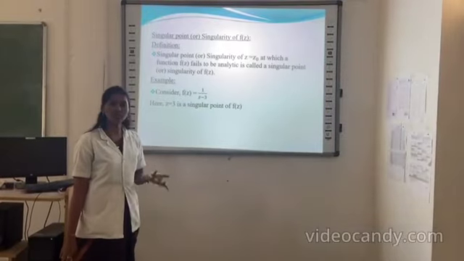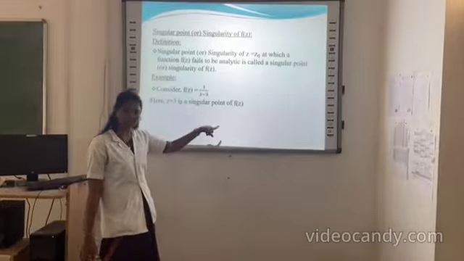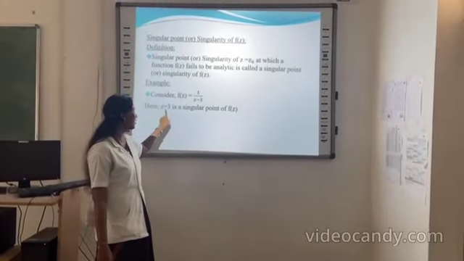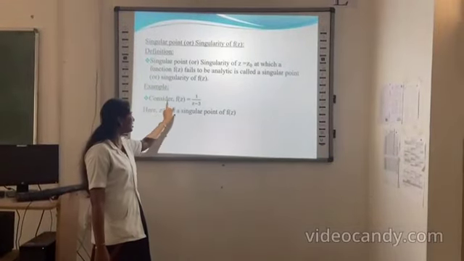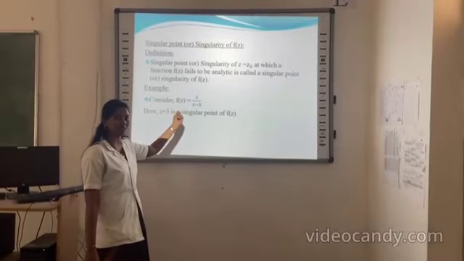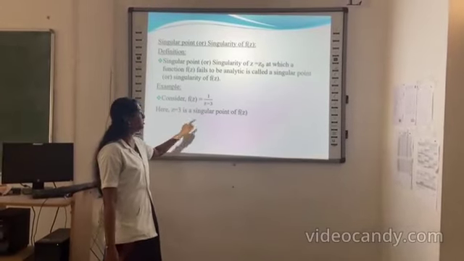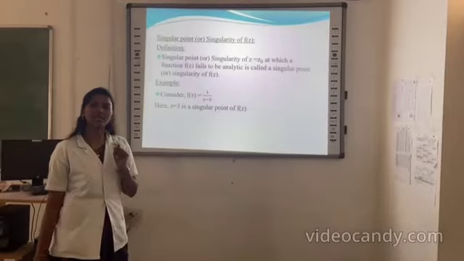1 divided by 0 is nothing but infinity. That means f of z becomes infinity, so the function is not analytic at the point z equal to 3. That means z equal to 3 is a singular point of f of z. So this is the process to find the singular point.